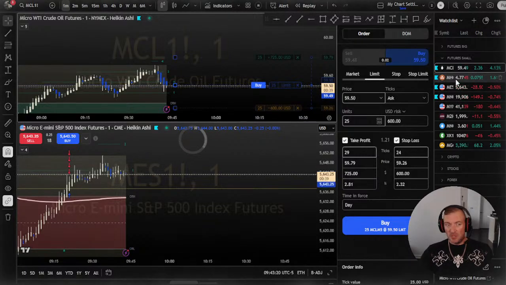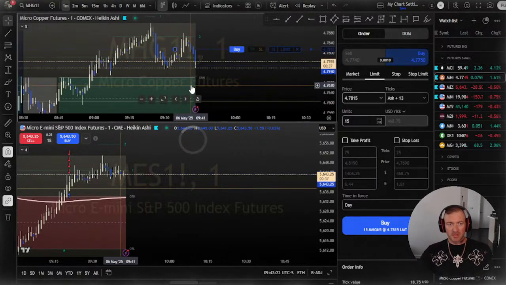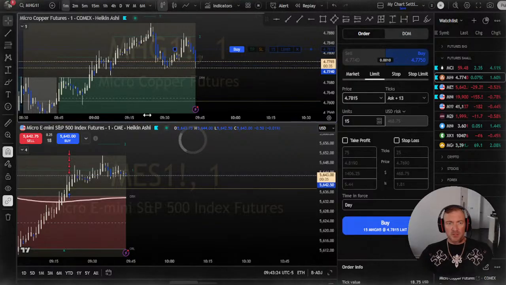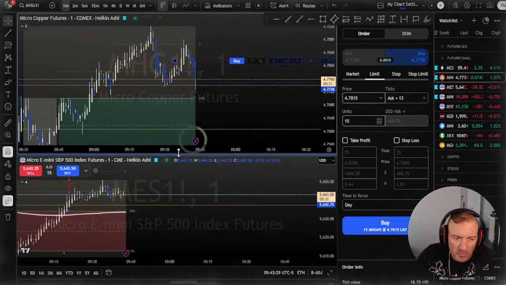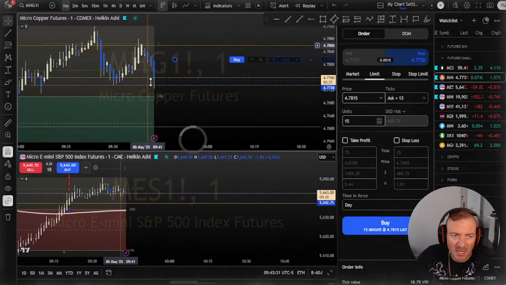What's copper doing again? Copper was a clean break too, right? Look at that. There's a nice pull. I'm tempted to go with these instead. They look so much better than S&P. Look at that candle right there.